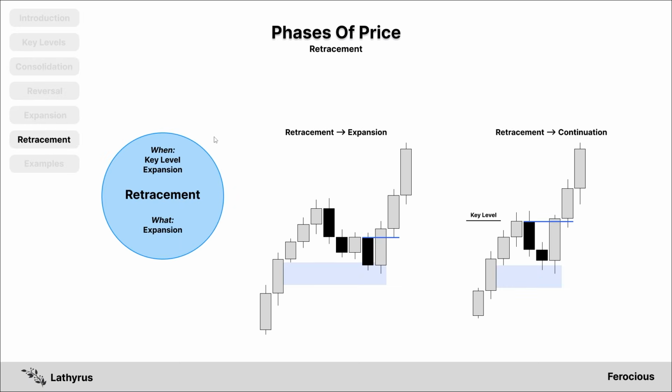The last phase of price I'm going to talk about before we go into the examples is retracement. We can expect a retracement to form after we hit a key level or after we hit an expansion phase of price. What can we expect after a retracement? We can expect a new phase of price expansion.